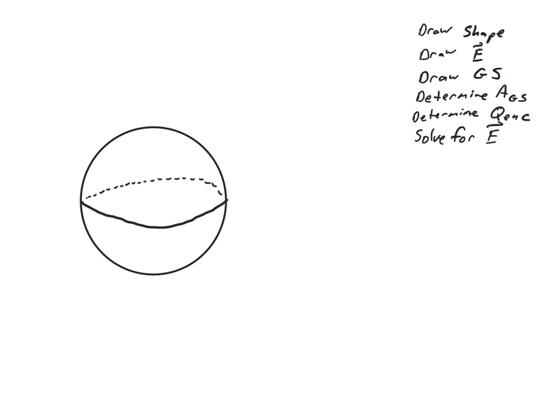All right, here we've got a shell sphere for the next in our Gauss's law practice series. I've already drawn the shape. The electric field will be pointing outwards from this thing. This includes towards you and away from you as well, all nice and perpendicular to the surface. That's our electric field for you.